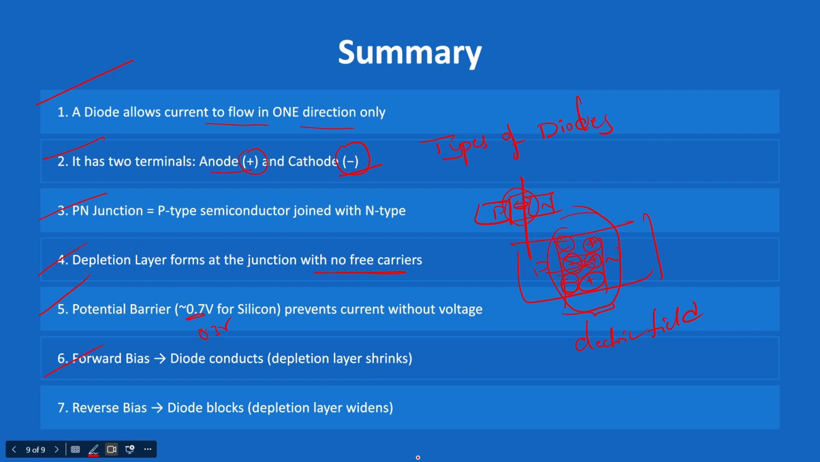Next, forward bias. What happens in diodes in the forward bias case and reverse bias case? In forward bias, the diode conducts current and the depletion layer is reduced. In reverse bias, the diode is off, meaning there is no flow of current and the depletion layer is widened. So this is about the diode concept: what diodes are, the types of diodes, what happens in forward and reverse cases, and what the depletion layer and potential barrier are. We discussed all these things in this video.